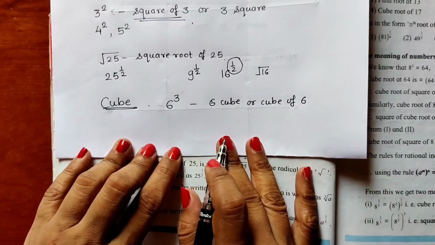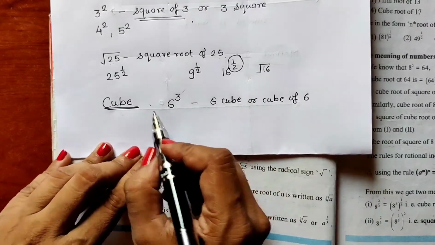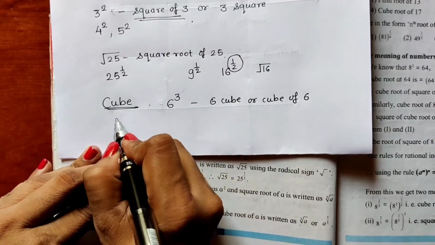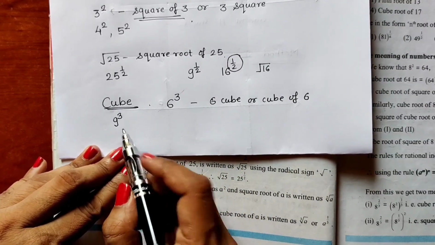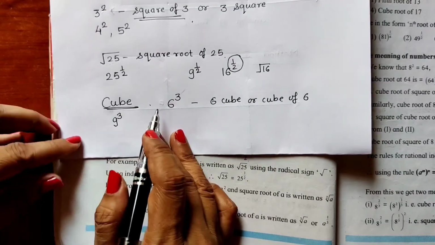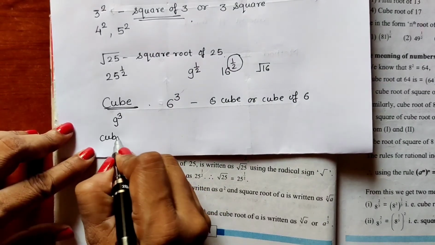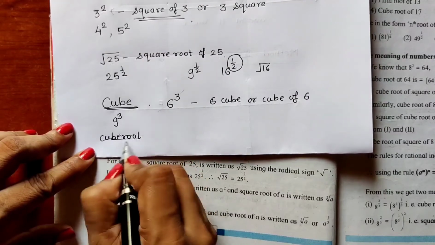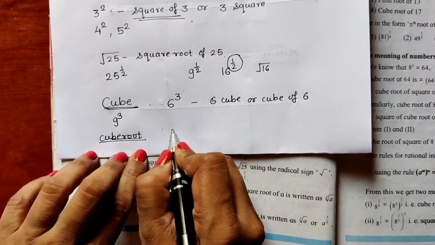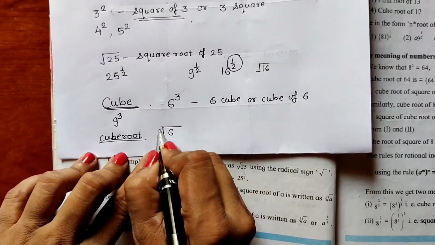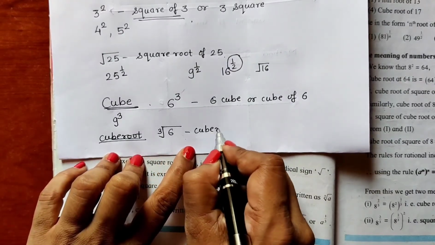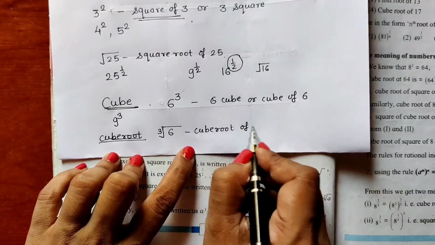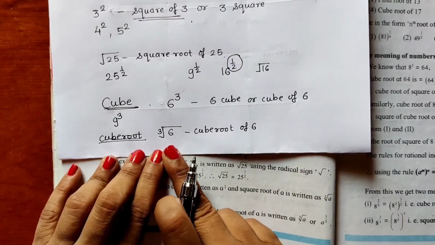Correct? Or if I want to show 9 cube, I will write 9 raised to 3. That means 3 is the index, or the power, and 9 is the base. But when I want to show cube root, I can put it in the symbol and I will write 3 here. So this is cube root of 6. But here we are using a symbol.